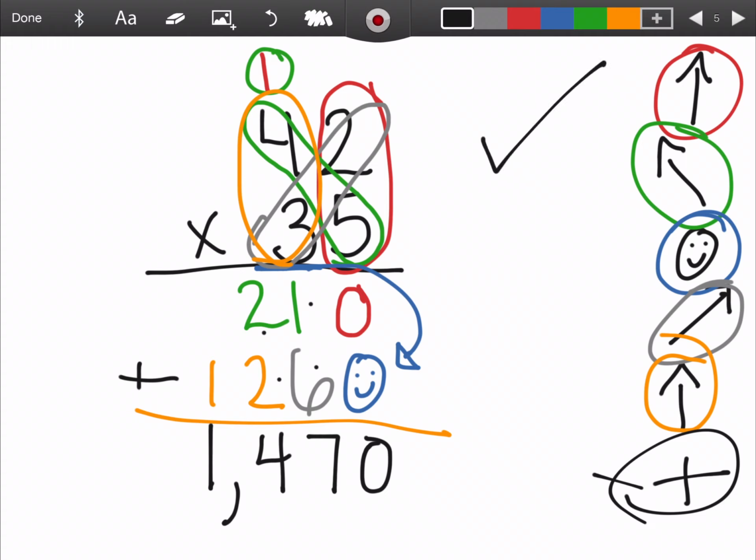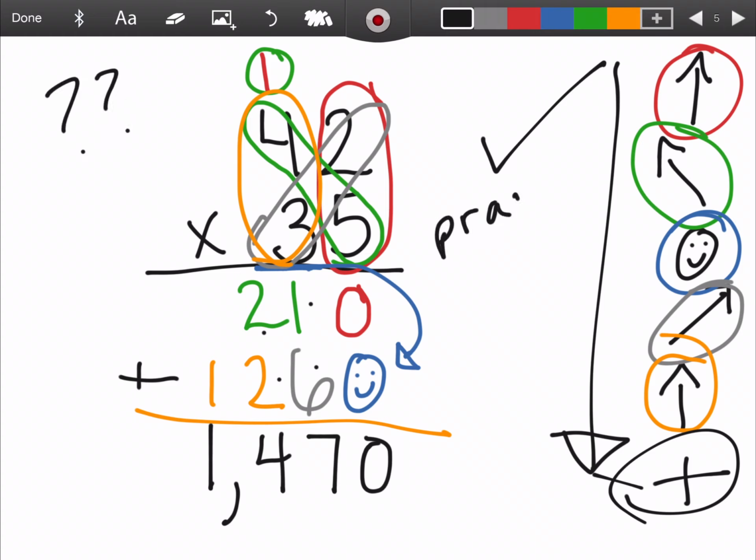You can see how it's faster, but you have to really remember how to do the steps. If this is like crazy to you, it's okay. All you need to do is practice, and we will do it a lot.